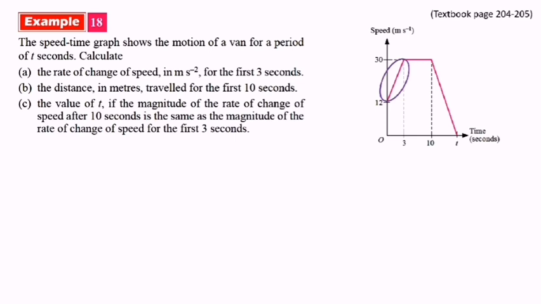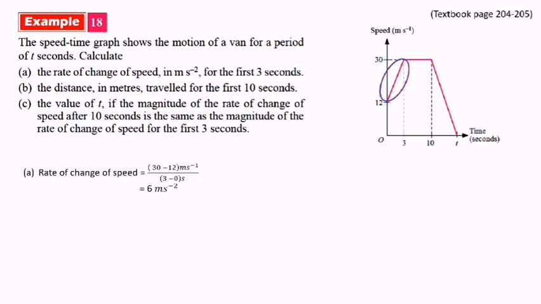So the rate of change of speed in the first 3 seconds is (30 minus 12) over (3 minus 0) equals 6 meter per second squared. B. The distance in meters traveled for the first 10 seconds.